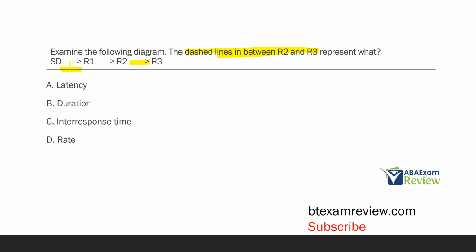This is latency. Once we're past latency and we just have response 1 to response 2, response 2 to response 3, now we're simply looking at inter-response time. So if we're looking at R2 and R3, which is right here, we're looking at the inter-response time between R2 and R3. Think of this diagram whenever you're working on latency and inter-response time, and just replace your SD and response with something real, such as SD, take a bite of food. Response 1 is client takes a bite. That's our latency. And then when we have take a bite 1, take a bite 2, that's our inter-response time. So the dashed lines in between R2 and R3 right here represent inter-response time.